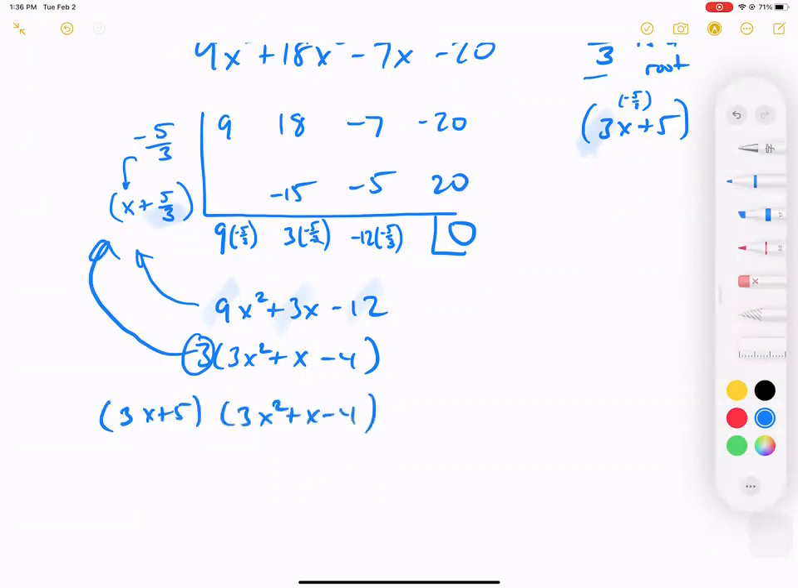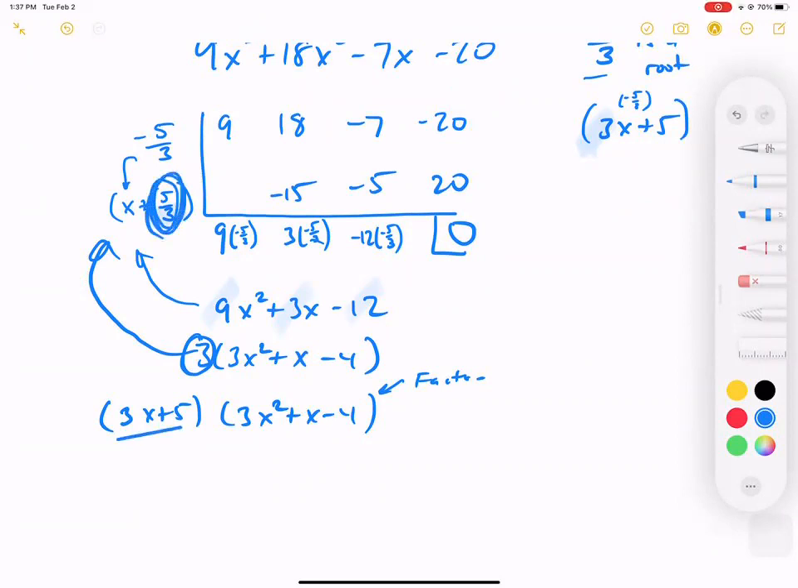How to get 3x plus 5? I said 3 times x is 3x, and 3 times 5 over 3 is 15 divided by 3 is 5. Now that's going to factor this guy. Now we have to factor an easier number. The reason why I got 3x plus 5 is, look at this fraction here, right? I don't want a fraction in my factors.